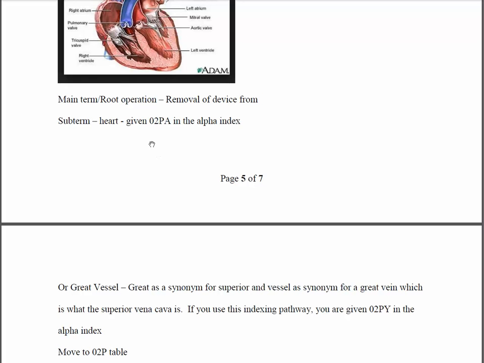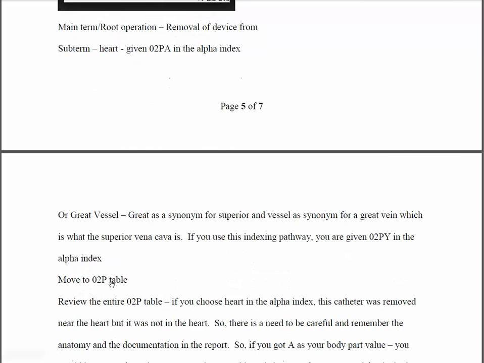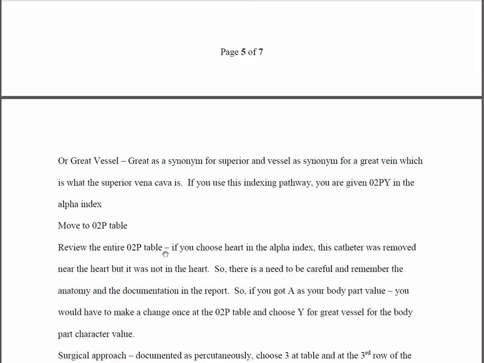When you look under great vessel, you're given 02PY. If you look under heart, you're going to get 02PA. But let's just say you used heart because you didn't think about the synonym thing. So you got 02PA, you move to the 02P table. When you get to the 02P table, there are 4 rows. 2 of them for heart and for the body part value, and 2 of them for great vessel.